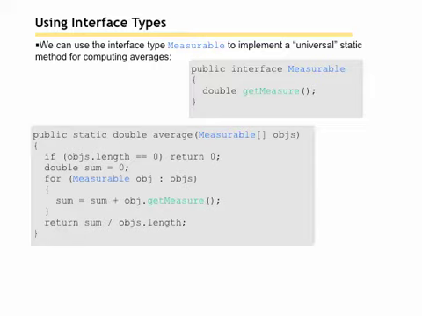So sum equals sum plus obj.getMeasure. So we're calling the getMeasure method and summing up all of the measures. These can be disparate objects. We could have a bank account, we could have a car, we could have any other rectangle, as long as we have a way to measure it. And that will allow us to average all of them by getting that measure. And then we return sum divided by the length of the array, how many elements are in there, and that will return our average.